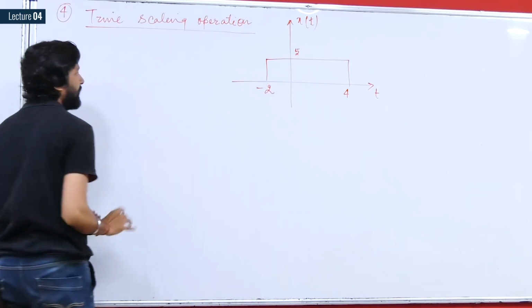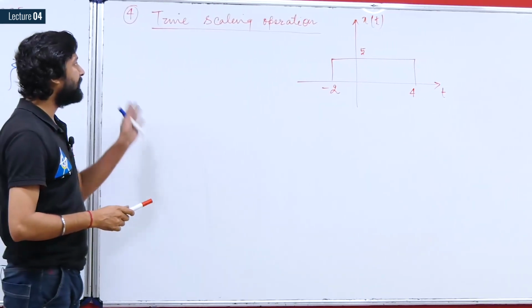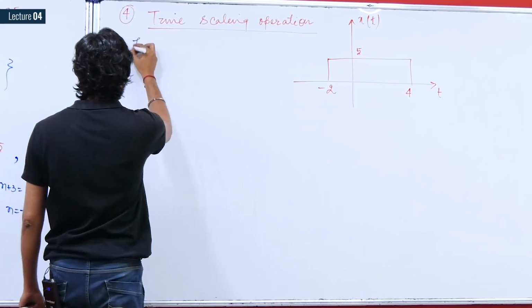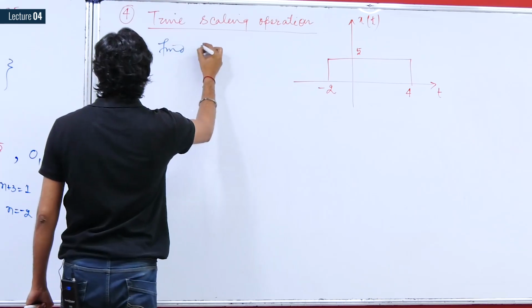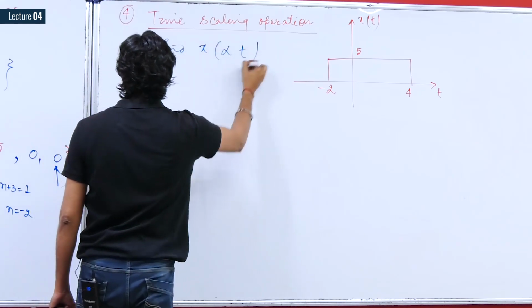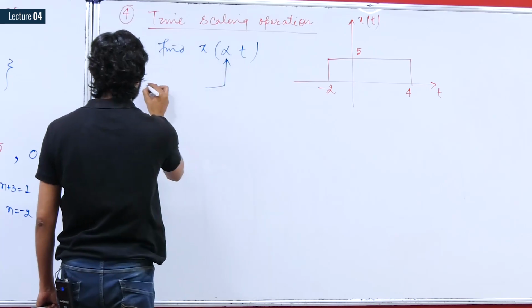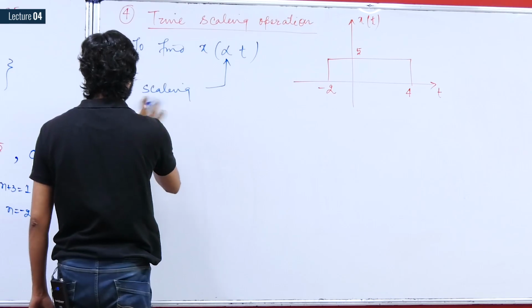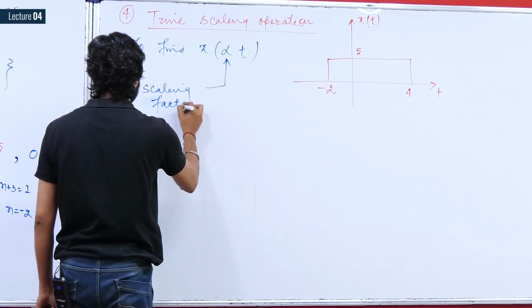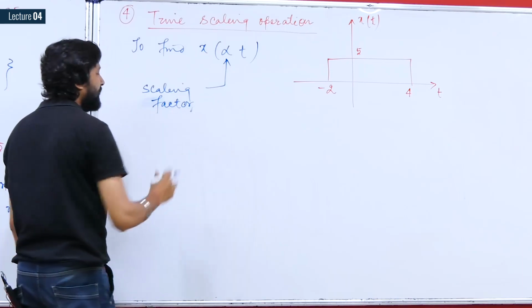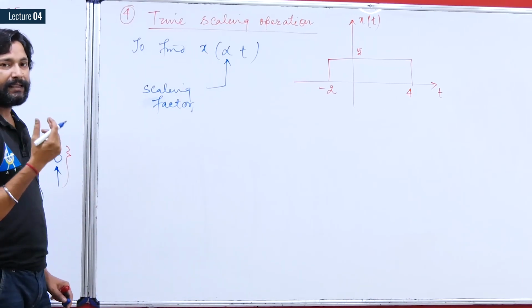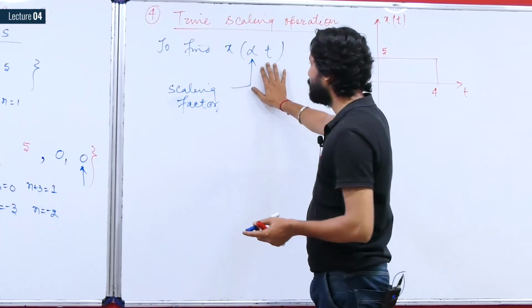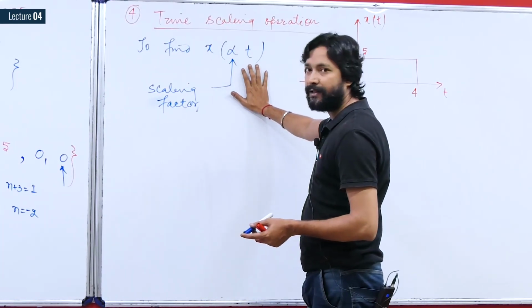And for any given signal x of t, whenever you apply the time scaling operation, we have to find x of alpha t. This alpha is known as the scaling factor, and it defines whether the signal is going to be compressed or expanded in time. So we have to find the plot of x of alpha t.